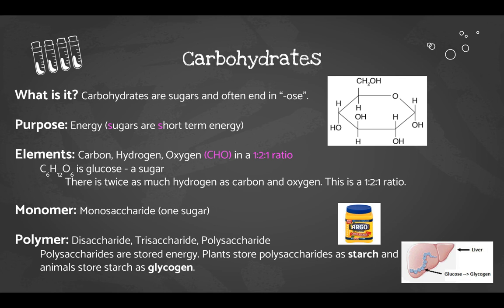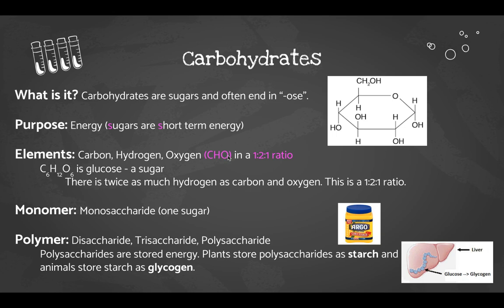Okay, so what's the purpose of a carb? Carbs are energy. And they are sugars, and sugars give you short-term energy. I like to think about the S's there. Sugar, short-term. They both start with an S. So they provide very quick energy. They're really simple structures, and they can be broken down readily. Okay, the elements that make up a carbohydrate are carbon, hydrogen, and oxygen. We call that CHO, C-H-O, carbon, hydrogen, oxygen.